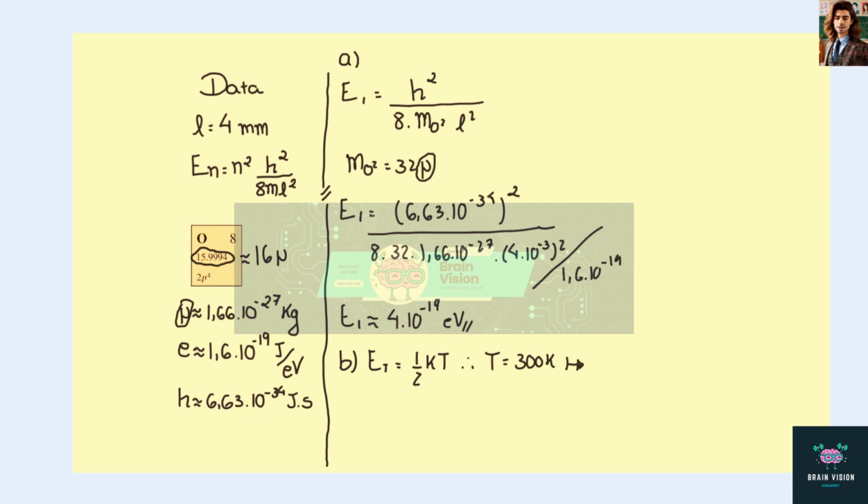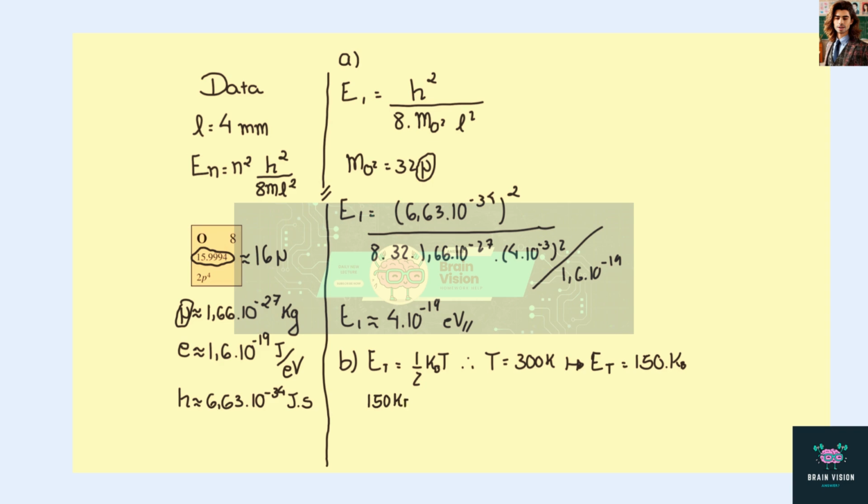It's very easy to see that 300 divided by 2 is equal to 150. So we have the thermal energy being equal to 150 times the Boltzmann constant. I will put a subscript B in the Boltzmann constant so we don't confuse the Boltzmann constant and the Kelvin unit. Then we have to calculate the quantum number of that energy state. To do that, we equate that average thermal energy with the equation for the energy.